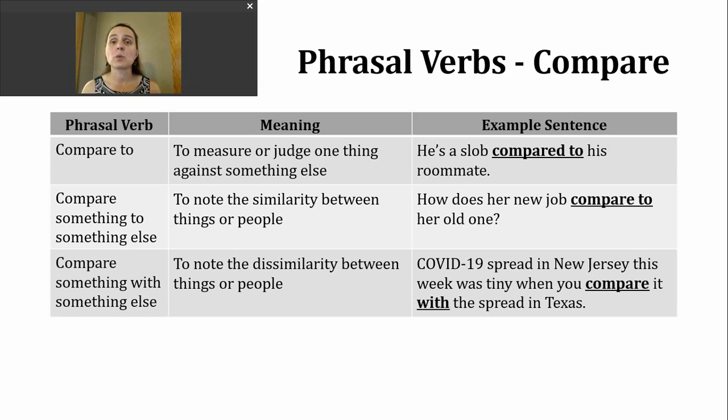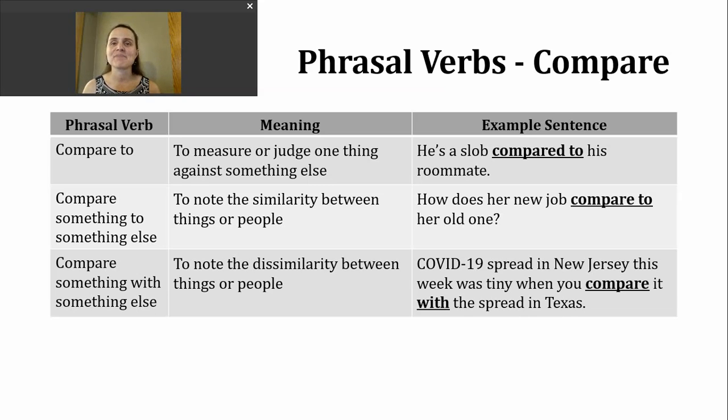The last phrasal verb we'll look at is to compare something with something else. And here its meaning is really to focus on the dissimilarity or the differences between things or people. Here is a look at that. COVID-19 spread in New Jersey this week was tiny when you compare it with the spread in Texas. So here we're noticing a difference in the way the coronavirus spread into U.S. states.